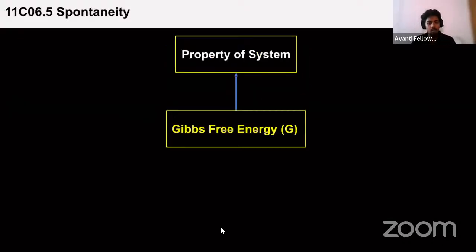First thing, Gibbs free energy is a property of the system, represented with capital G. It is represented with capital G, and it's a property of a system.